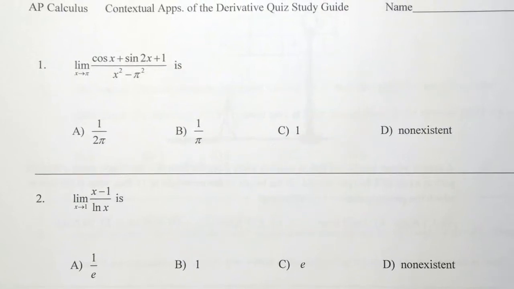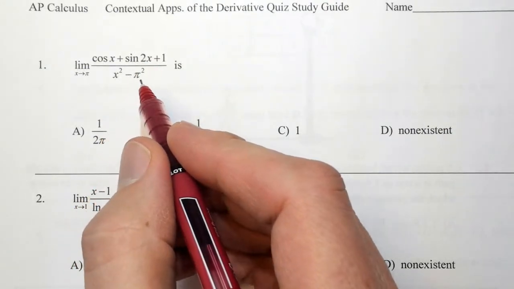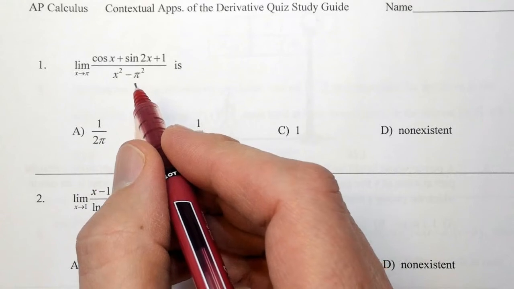Solutions to page 1 of the Contextual Applications of the Derivative Study Guide. With problem number 1 and with the next few problems, we're dealing with L'Hopital's rule.